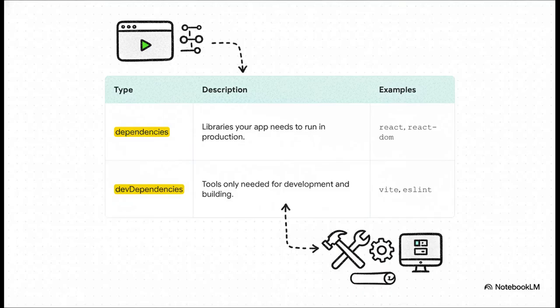Now, inside package.json, those ingredients are split into two main groups. First, you've got your dependencies. These are the ingredients that actually go into the final dish, the things your app needs to run in a user's browser, like React and React DOM. Then you have dev dependencies. Think of these as your kitchen tools, your knives, your mixers, your oven. They are for you, the developer, to use while you're cooking up the app, stuff like Vite and ESLint. They don't get served to the customer, but you can't build without them.